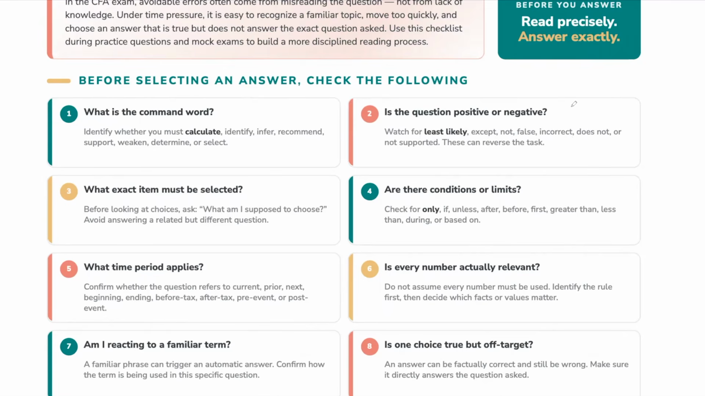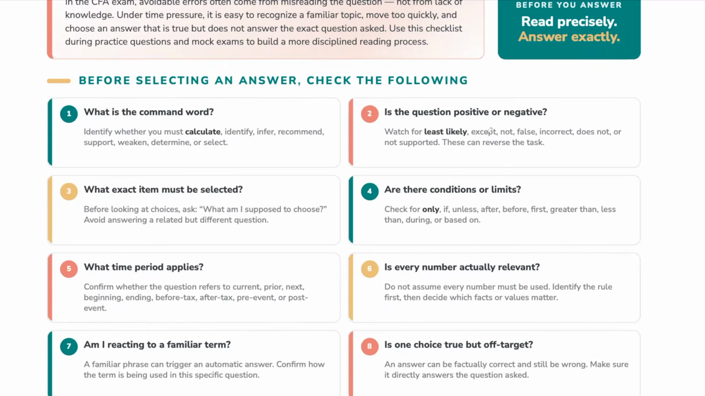For example, imagine a question asks, which of the following is least likely a benefit of diversification? You see diversification and your mind immediately goes to lower unsystematic risk, reduced company-specific exposure, better portfolio stability. Fine. But if the answer choice says elimination of systematic risk, that is likely the correct answer because diversification does not eliminate systematic risk. This is painful because you may know the concept perfectly. You did not fail because you were weak in portfolio management. You failed because you missed the phrase least likely.